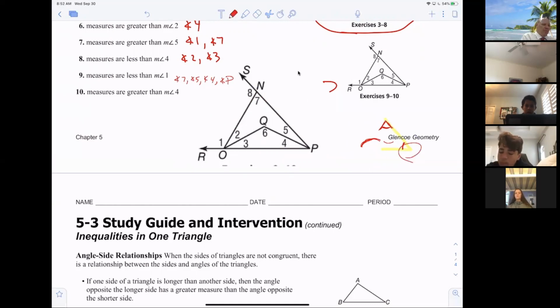Go for it. Measures greater than angle 4. I'm going to write what you said. Angle 7, angle 8, angle O, and angle what? N-O-P. Nope. That's probably what I'm going to end up saying. I have no idea what he's thinking. All right. About angle 1.